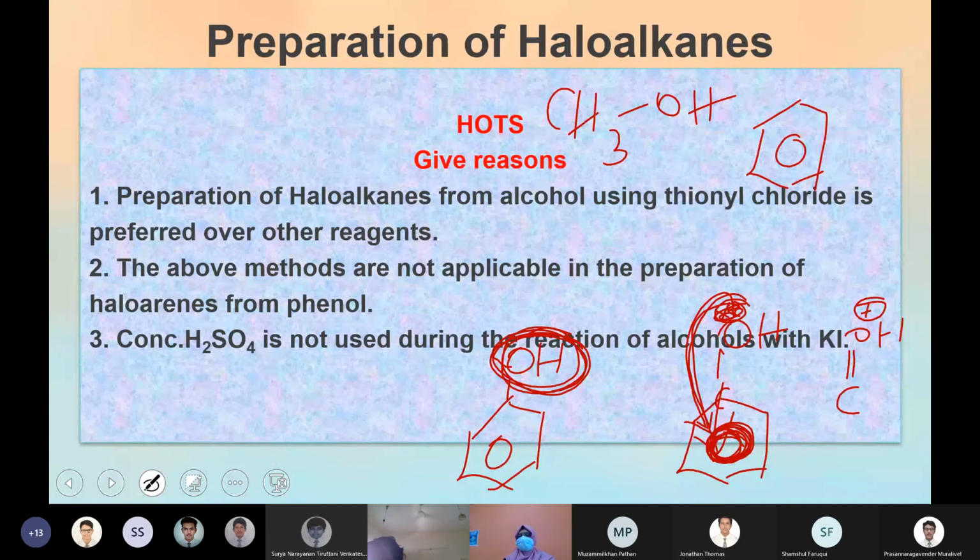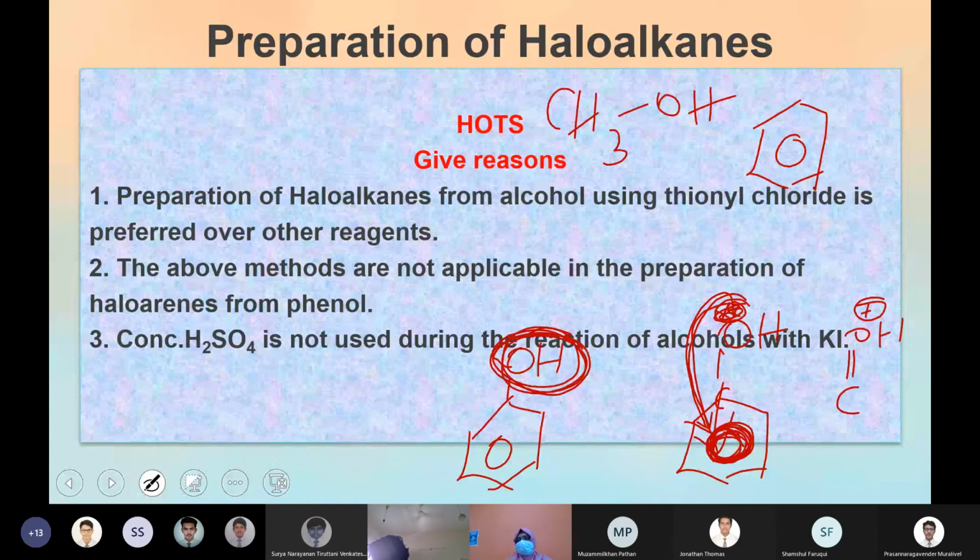So that is the reason these methods using hydrogen halide, phosphorus halide or thionyl chloride are not used for the preparation of aromatic halides, that is haloarenes, because the OH group of phenol is not free. The lone pairs are in conjugation with electrons of the benzene ring.